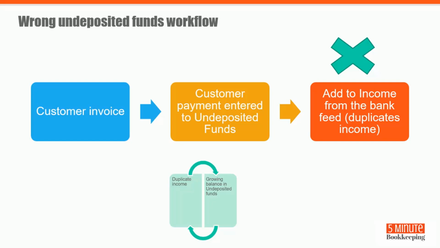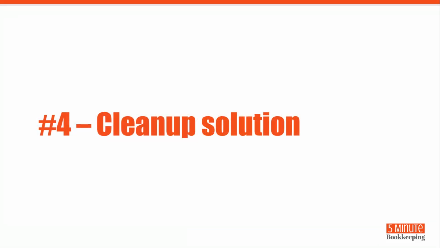How do we know that we have these problems? How do we begin to uncover and diagnose these problems? You will generally see that you have duplicate income as well as a growing balance in undeposited funds. So now that we understand the cause of the problem, we have to then identify the cleanup solution. So how do we fix this problem and restore things to the way that they should be?